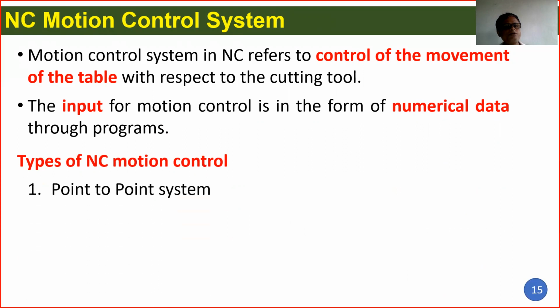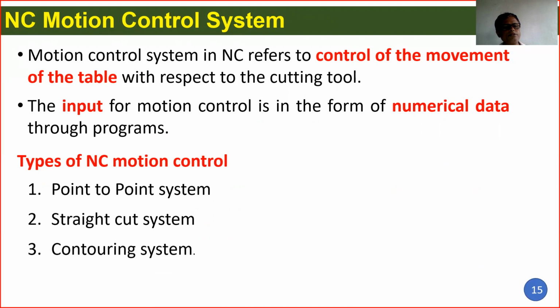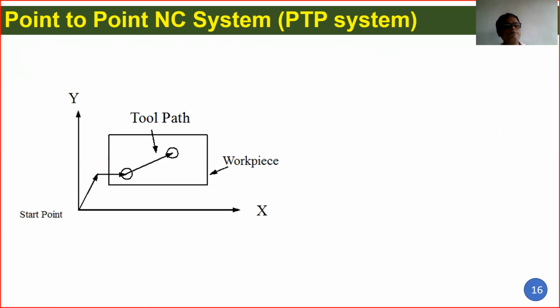So what are the types of motion control systems? There are three types. We will see all of them. Point-to-point control system, it is also known as PTP system. Then there is straight cut NC system. Then there is contouring system or continuous path system.